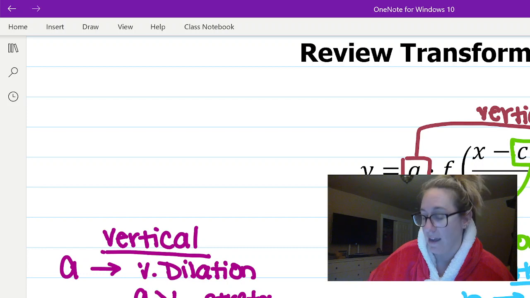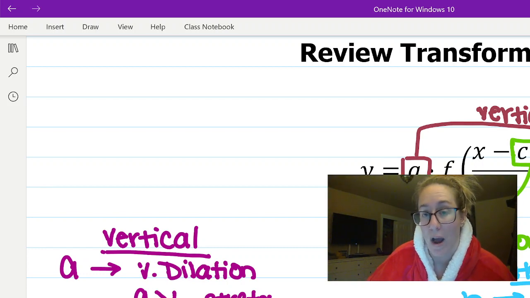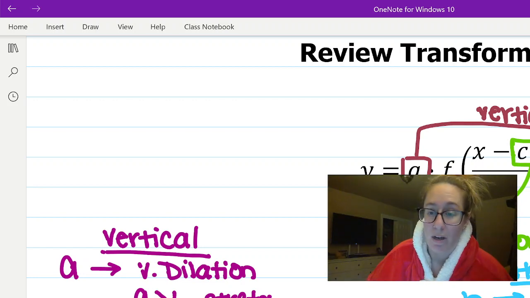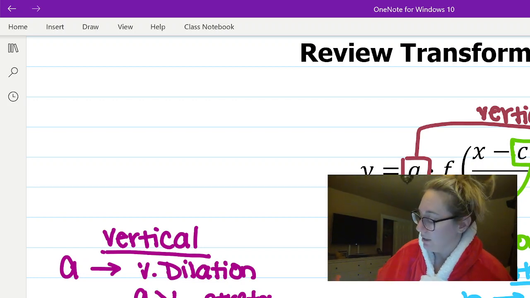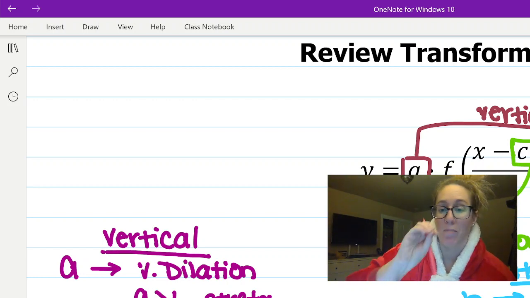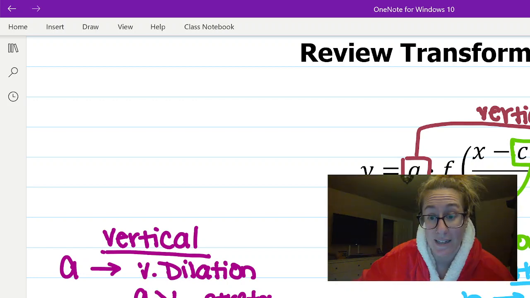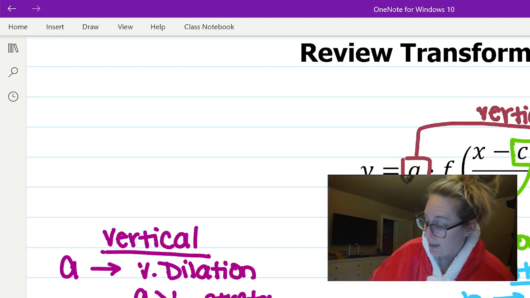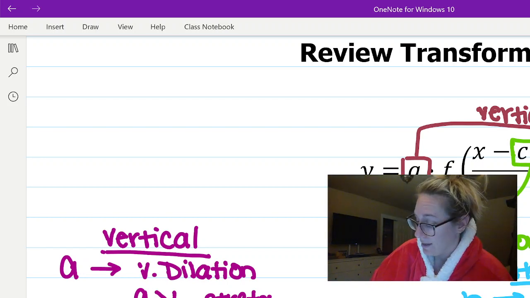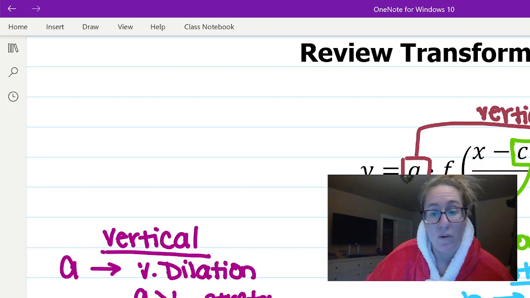And just like a vertical dilation, where that A value is what we're multiplying our Y values by, this one we're multiplying our X values because it's horizontal, so it's a stretch. We're taking our X values and multiplying them by whatever B is. So it's a stretch by B. All right, if B is a fraction, that's going to be a shrink.